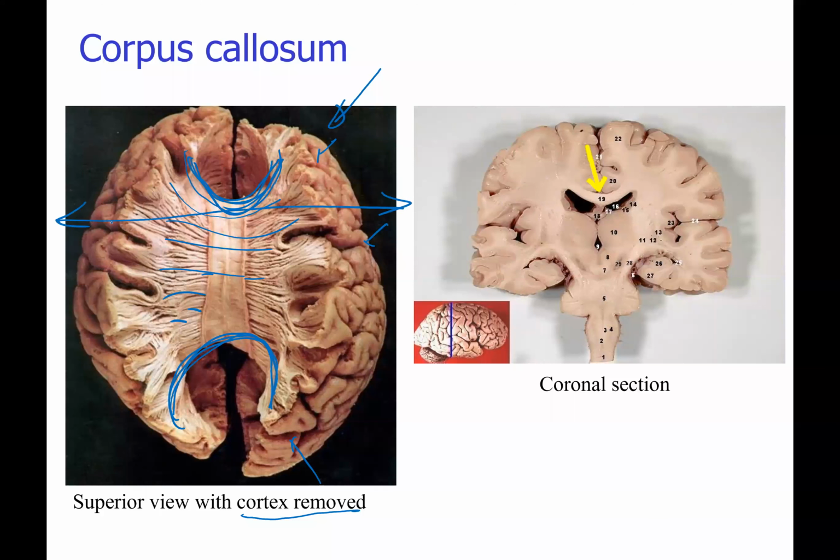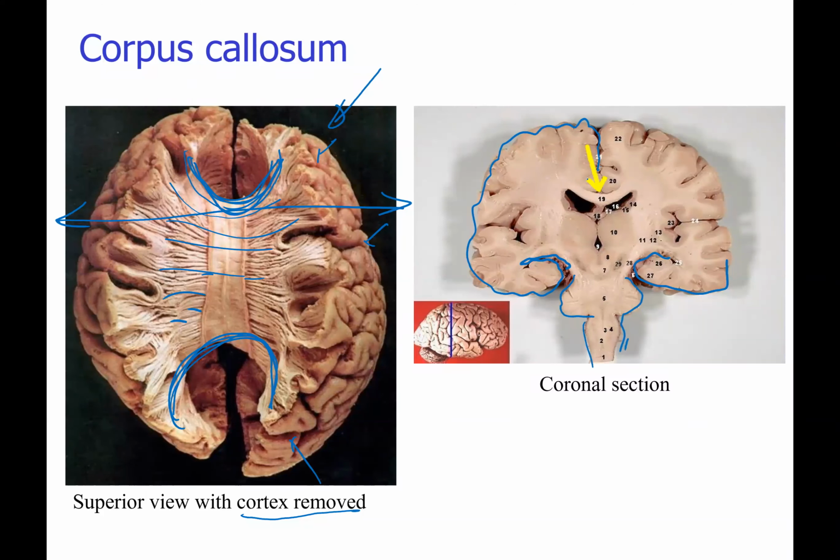Then the other point is, if the brain is cut like this, coronal section, this is what you see. So it's a section parallel to the coronal suture. You know that coronal section. So then this is how you see the corpus callosum. Now this is your brain cut in coronal section with the temporal lobe here. Then again the temporal lobe here, and this is the brain stem area.